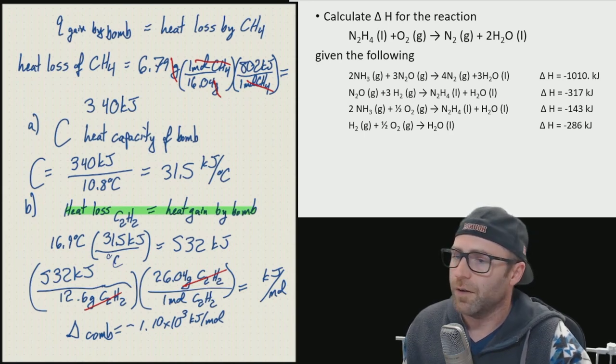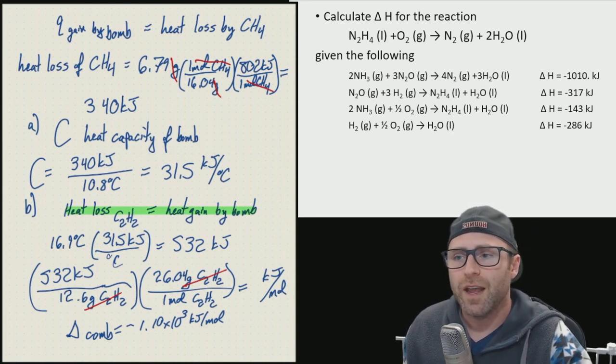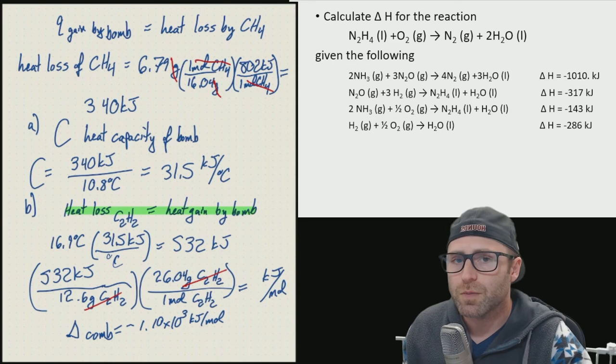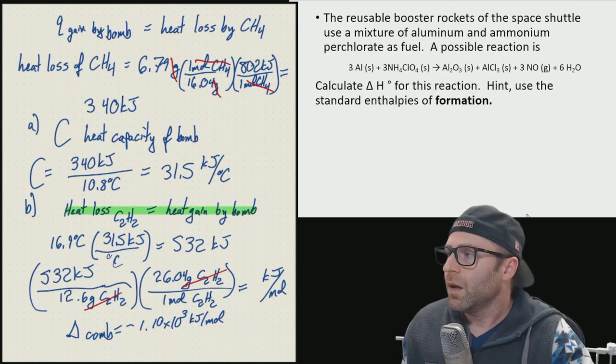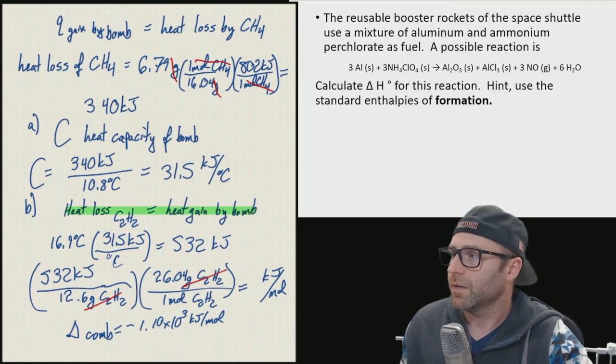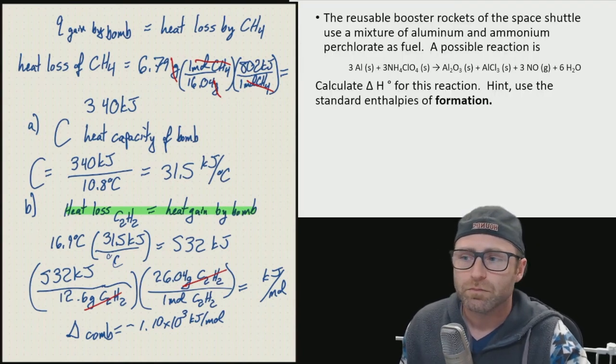I'm going to tell you right now that the answer sheet has the answers for this problem. If you can do this problem for Hess's Law, there's nothing I can do to stop you. In terms of difficulty, this is a pretty difficult Hess's Law problem. If you can do this one, you're in really, really great shape. Okay. Oops. Last example.